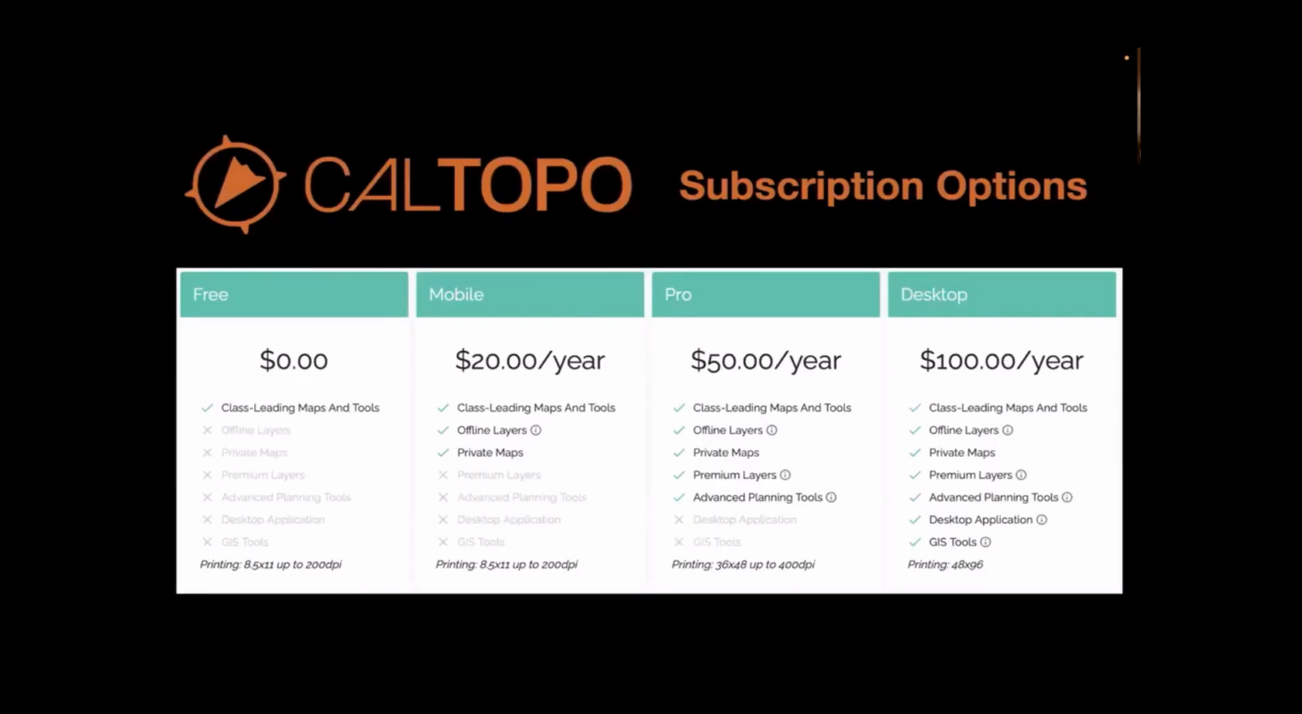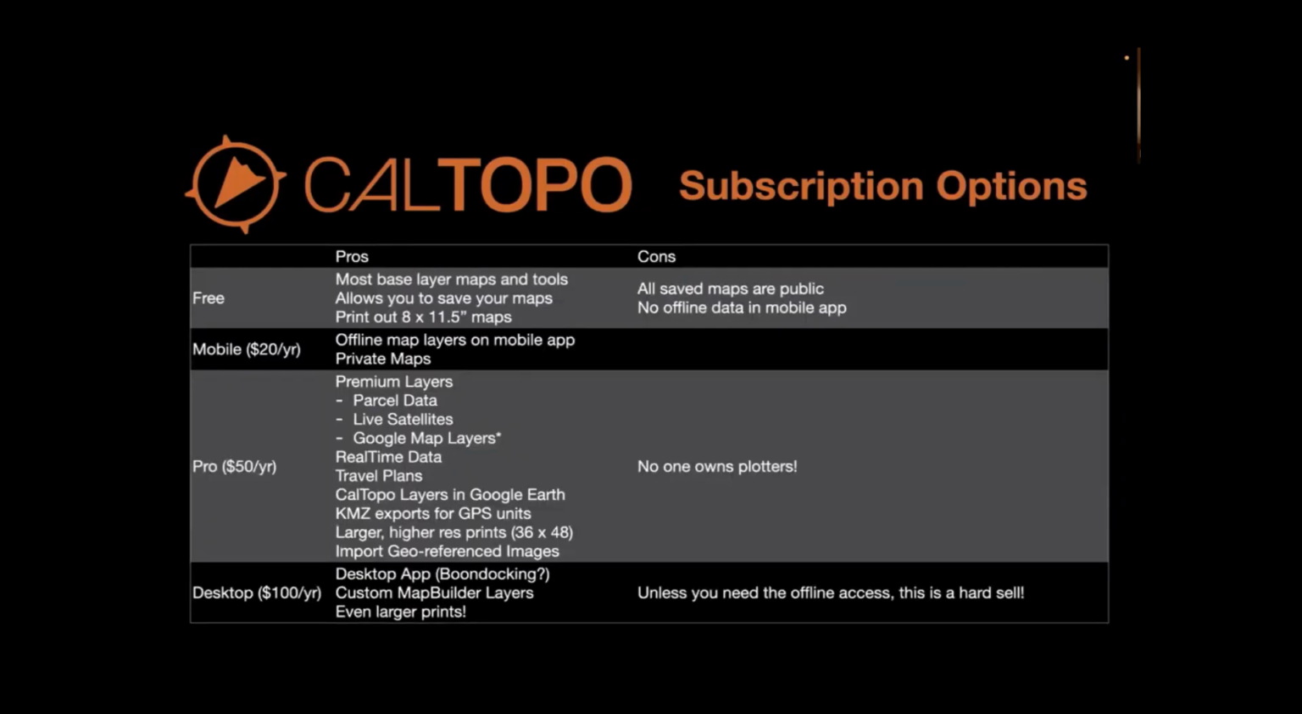CalTopo has several subscription levels, and basically most of what I'm going to show you is available in the free version. I will show you some of the other features in the other paid versions, and as you can see, they kind of add stuff on in each layer of subscriptions, and their little chart doesn't really do it quite justice, in my opinion. So, some of the pros and cons of the different subscription levels.